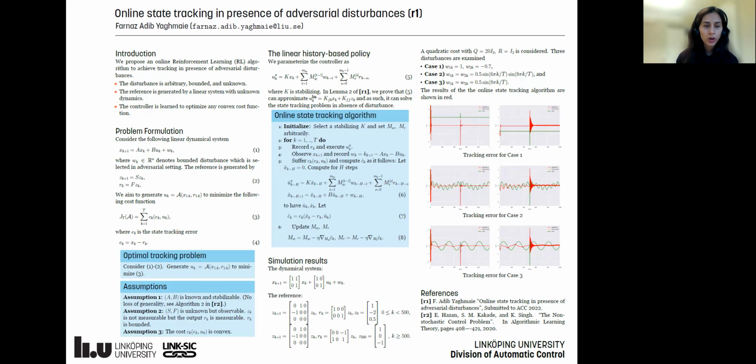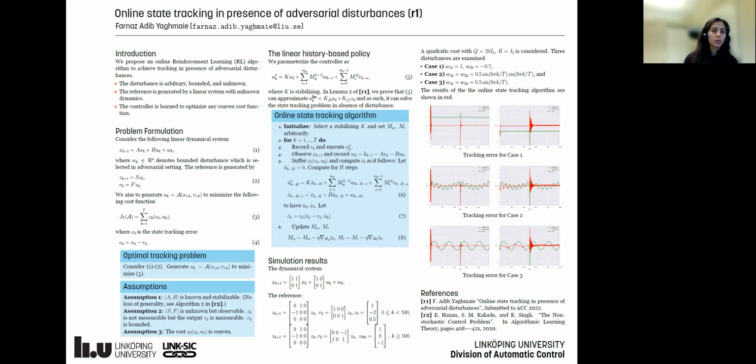Then we try to optimize this counterfactual cost by gradient descent. As I said, we have shown that this is convex with respect to MW and MR, so we can use gradient descent to learn the optimal values of MW and MR.